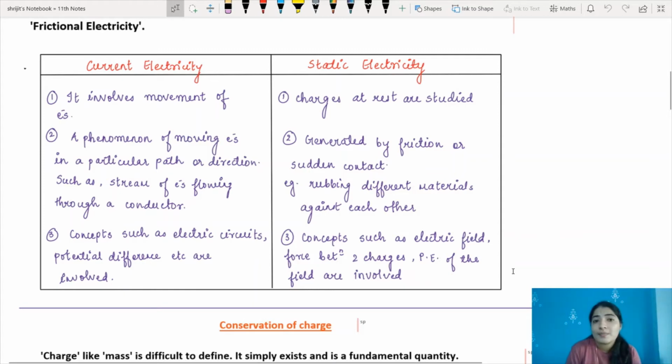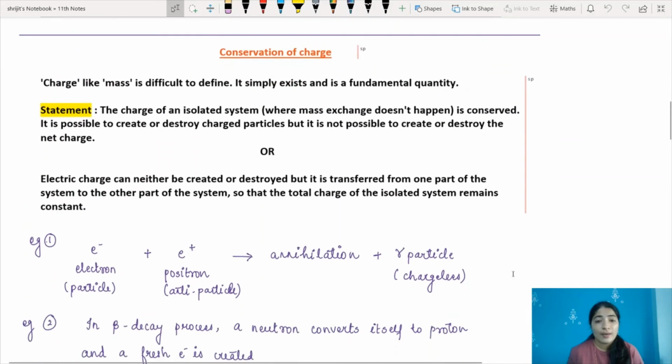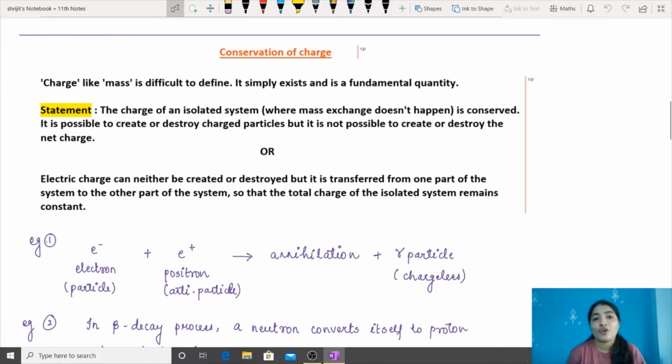So here, the concepts that we want to look at are, as you can see in point number 3, we will be talking about electric field, forces between the two charges, or the potential energy field or the potential field that is involved. So once we are done with electrostatics, the next session that we will conduct will be on current electricity. So now before going ahead, there are certain conservation laws in physics that we need to keep in mind. You have already studied conservation of linear momentum. You have studied conservation of mass. Similarly, for this chapter, we need to study something known as conservation of charge.